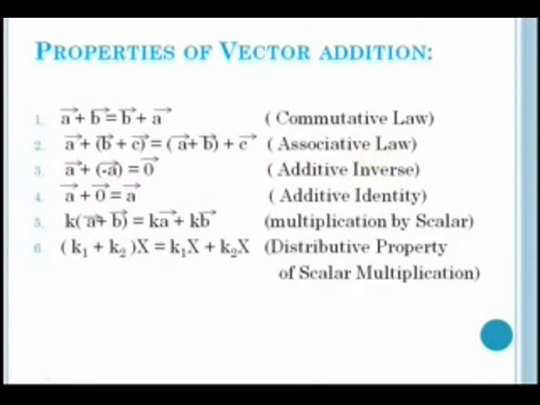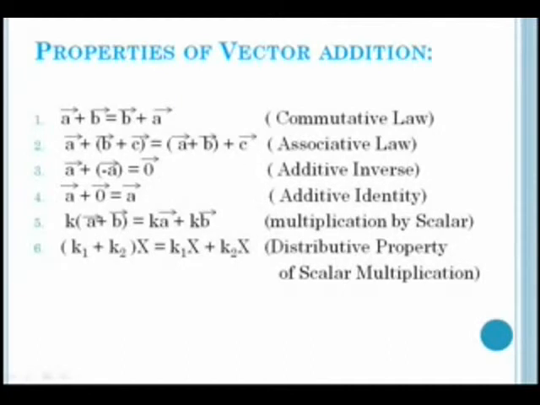Now let's see some of the properties of this vector addition. Now if we have got any two vectors a and b, then the first property is a plus b is equal to b plus a. That is, the commutative law holds here. The second is a plus (b plus c) is equal to (a plus b) plus c. Thus this is known as the associative law, and it also holds. This property holds for numbers as well as vectors.